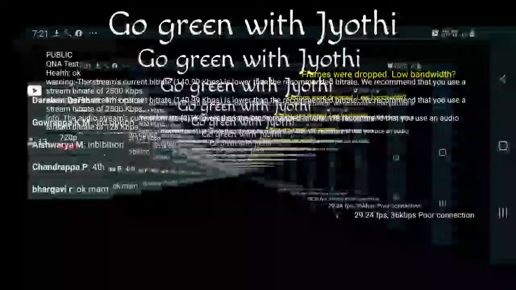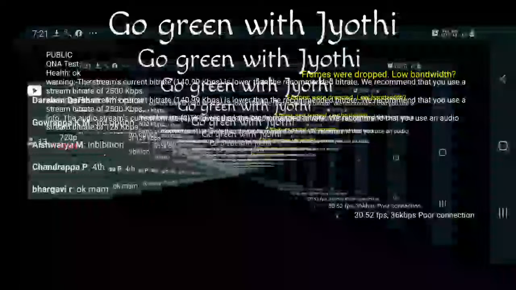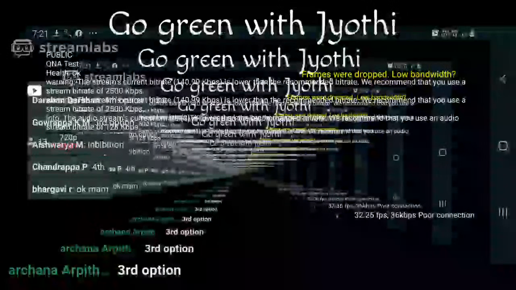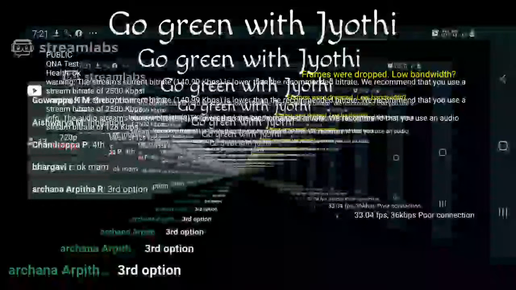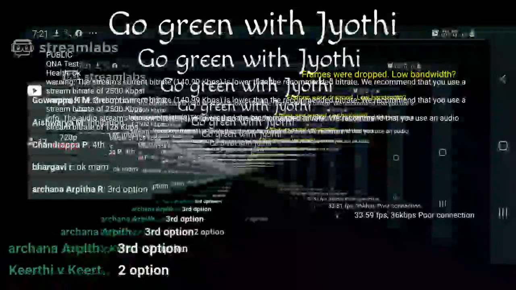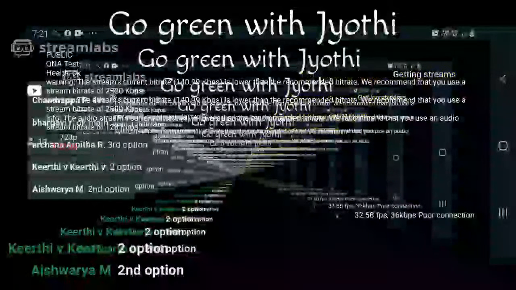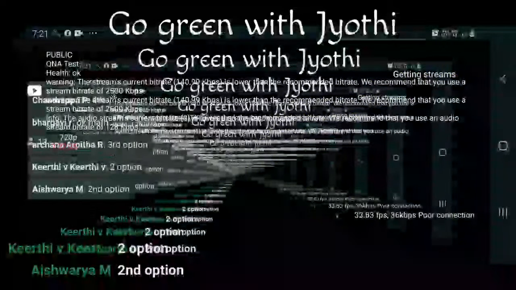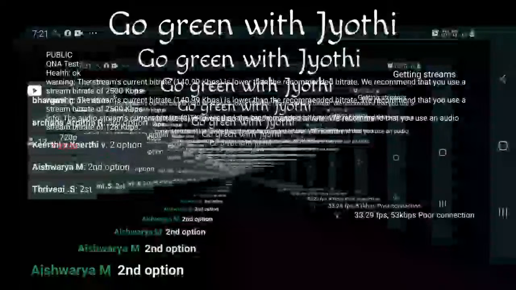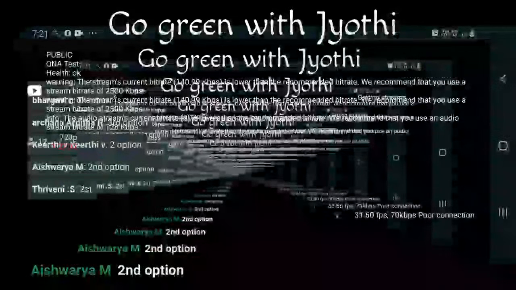Auxins help prevent fruit and leaf drop. Abscisic acid, seed germination. Which is the wrong one? Both are correct. And even Aishwarya answered as second option. Manasa, second option.